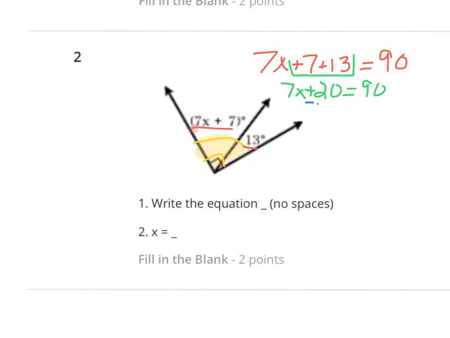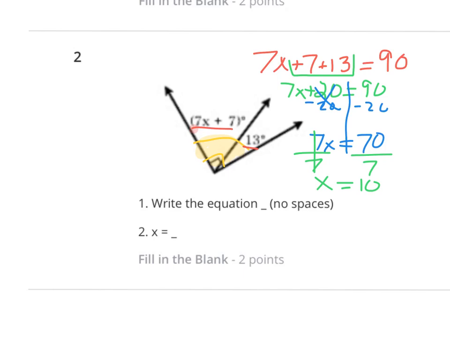And then I would subtract 20 on both sides. And that's 7x equals 70. Divide, and this is where I saw some people again making a mistake, forgetting to divide by this 7 to isolate that variable, which would give me 10. So the answer to this one is 10.